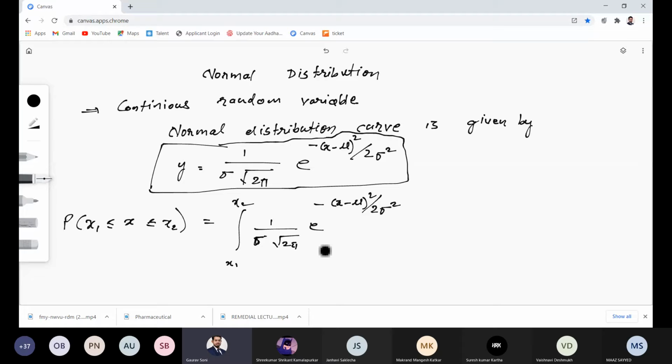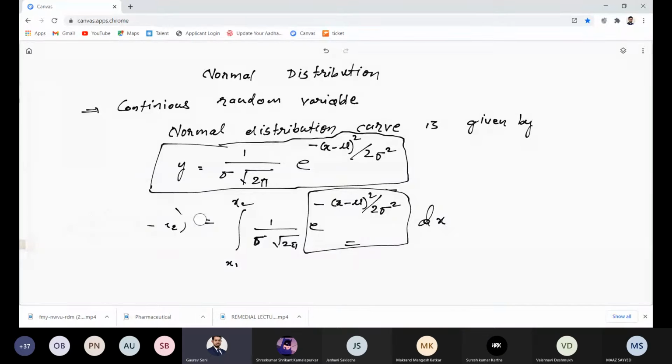But I don't want to do this. Doing this integration every time is a tedious job. Solving this integration every time for every example is not an easy thing. So what we do is we simplify this equation. Now how do we simplify?